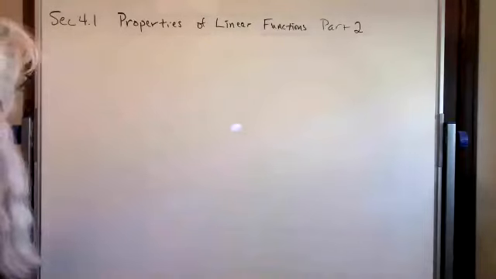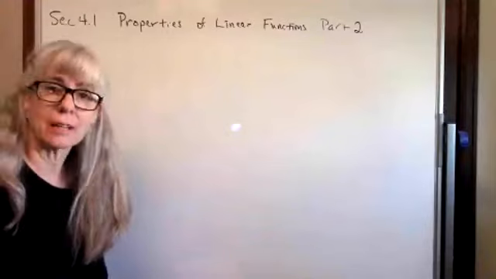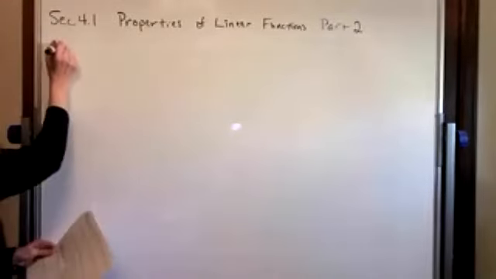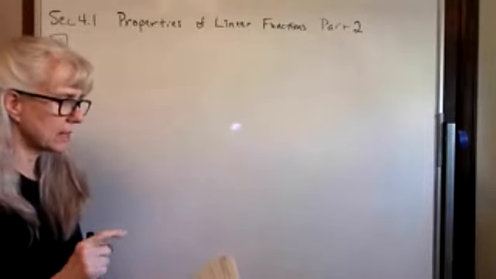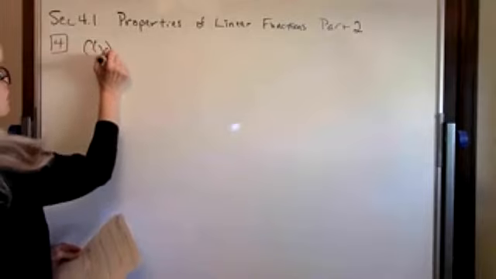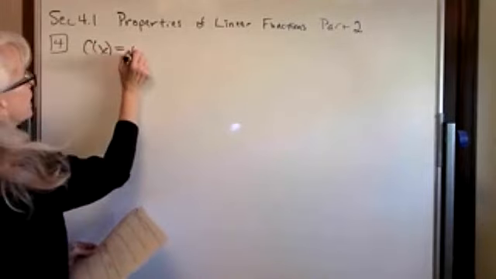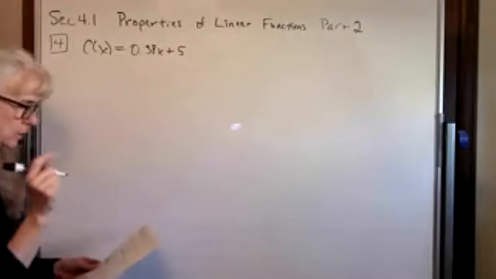So in part 2 of section 4.1, we're going to start looking at linear applications, or applications of linear functions. In example 4, they talk about the monthly cost in dollars of a certain cellular phone plan, given by the function c of x is equal to 0.38x plus 5. And they tell us x is the number of minutes used.